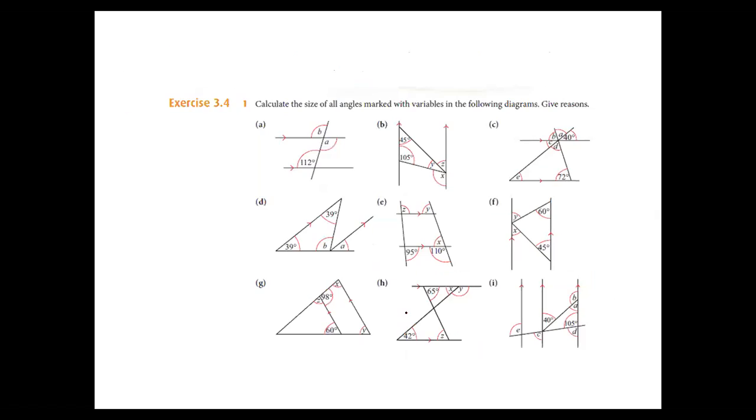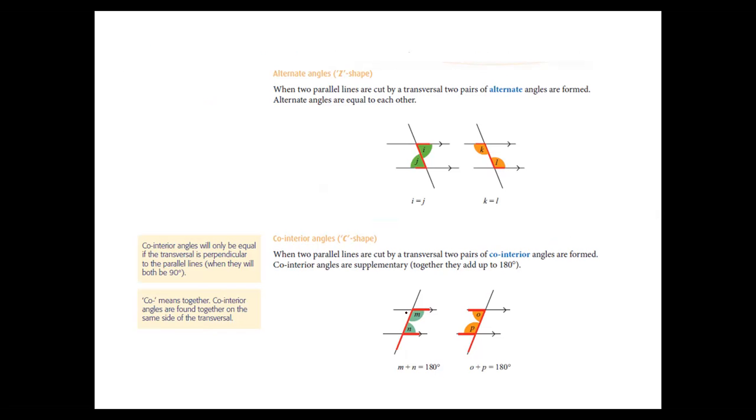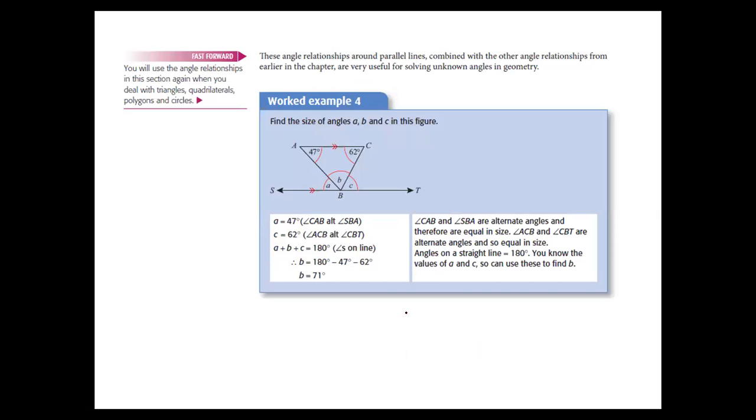Yes, there we have some examples. Then we'll finish our lesson. These angle relationships around parallel lines, combined with the other angle relationships from earlier in the chapter, are very useful for solving unknown angles in geometry. Find the size of angles A, B, and C in this figure.